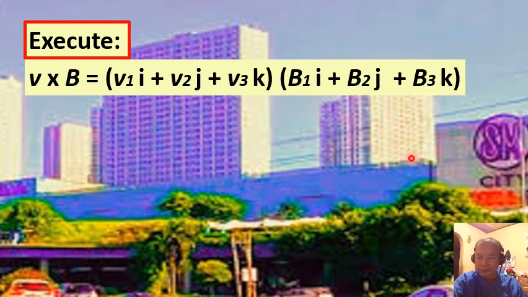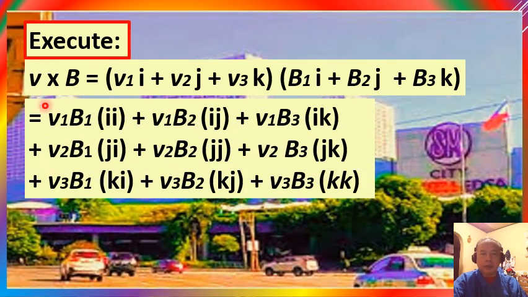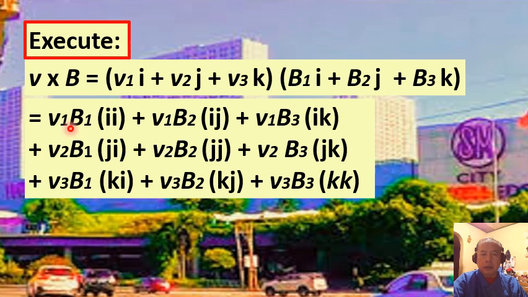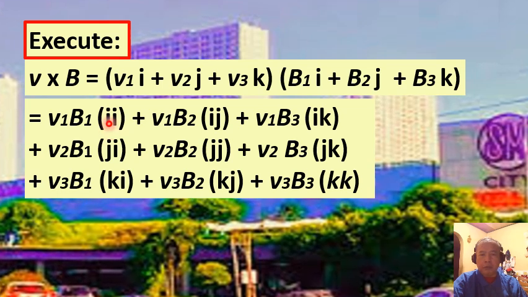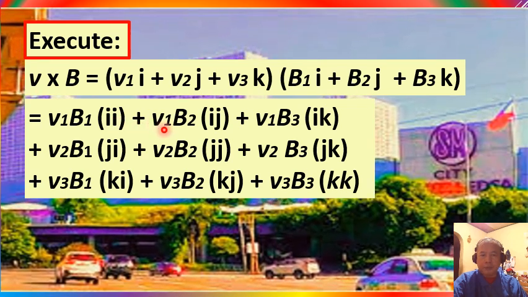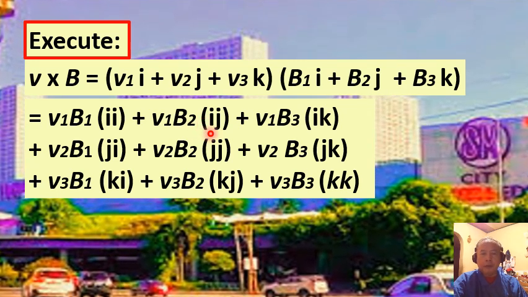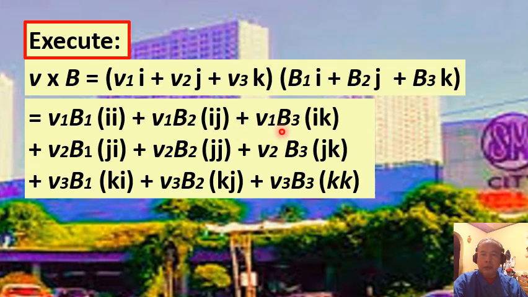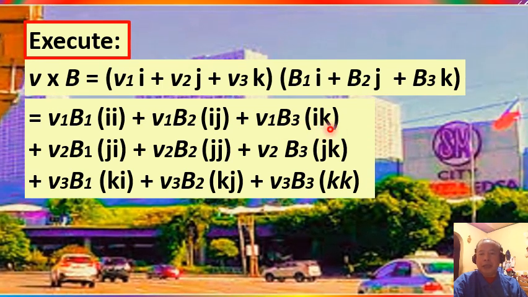Right? That is, this is the result of expanding the cross product v cross capital B. It is equal to v1 times b1 times the cross product of i and another i, plus v1 times b2 multiplied by the cross product of the unit vectors i and j, plus v1 times b3 multiplied by the cross product of the unit vectors i and k.